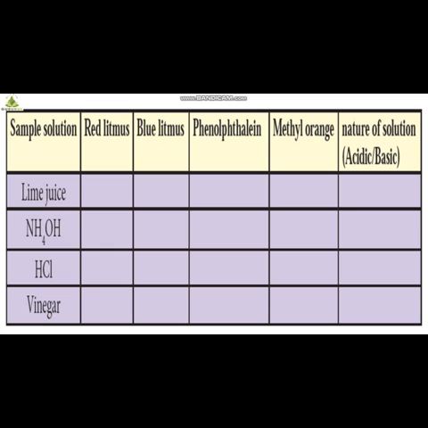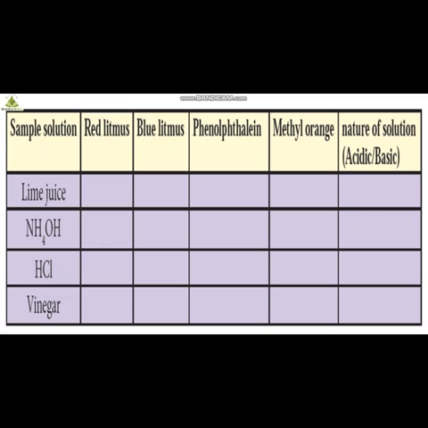Basically, students, we are going to do an activity where this is the table which is provided in your textbook. We have learned different indicators like red litmus paper, blue litmus paper, phenolphthalein, and methyl orange. The samples we have are lime juice, NH4OH, that is ammonium hydroxide, HCl, hydrochloric acid, and vinegar, which has a common name of acetic acid. So these are our sample solutions and these are our indicators: red litmus, blue litmus, phenolphthalein, methyl orange.